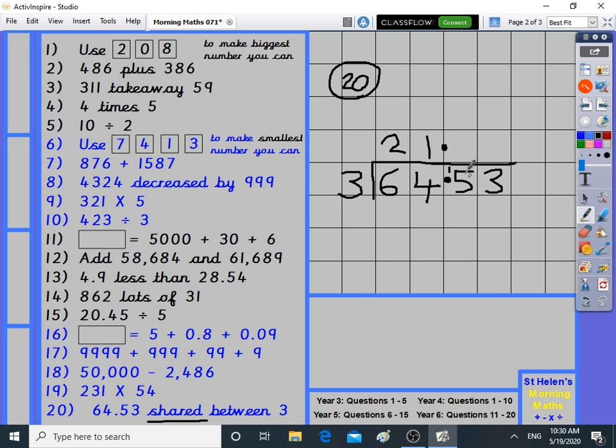How many 3s in 15? 3, 6, 9, 12 and 15. 5. And how many 3s in 3? 1. 21.51. 64 and a bit. When you shared it between 3, it was 21 and a bit.